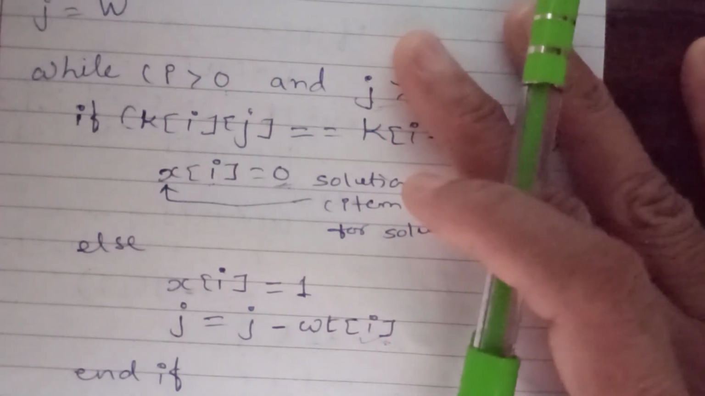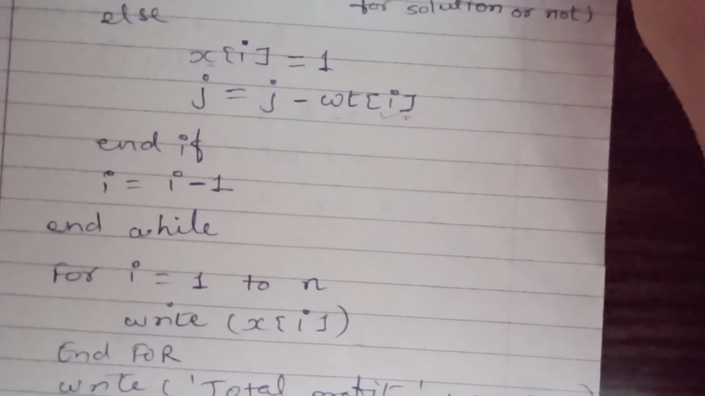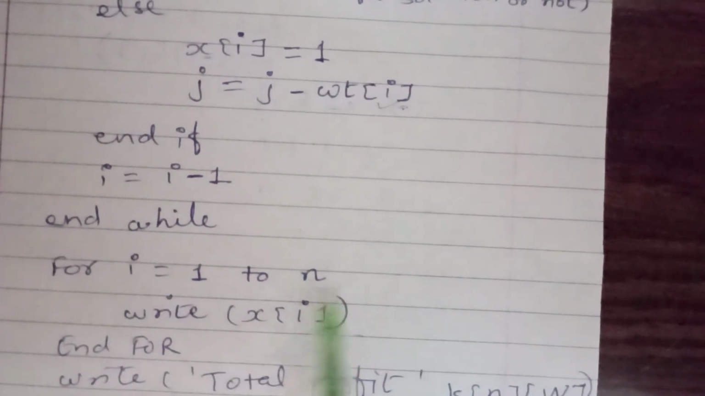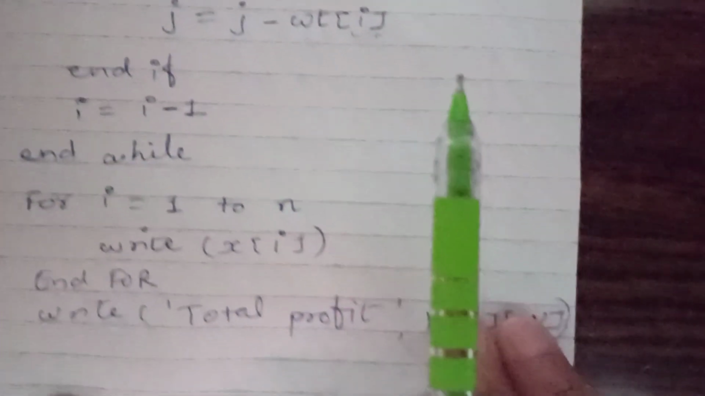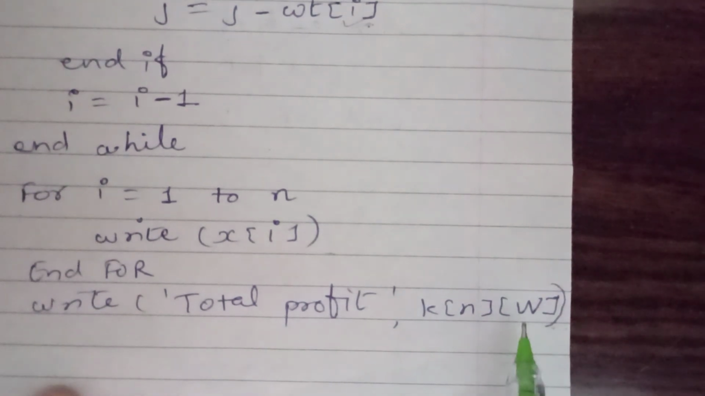Once this loop is terminated, we have the solution vector ready, and now we display it: for I equal to 1 to n, we write x of I, and at the end we display the profit, write total profit equal to K of n, W.